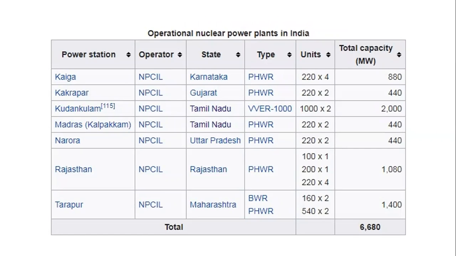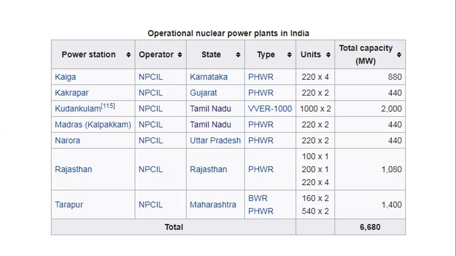Now let's see the operational nuclear plants in India. The first column is the name of the power station or the location. The second is the operator. Almost all nuclear power stations are governed by the NPCIL, Nuclear Power Corporation of India Limited. They are located in different states of India.